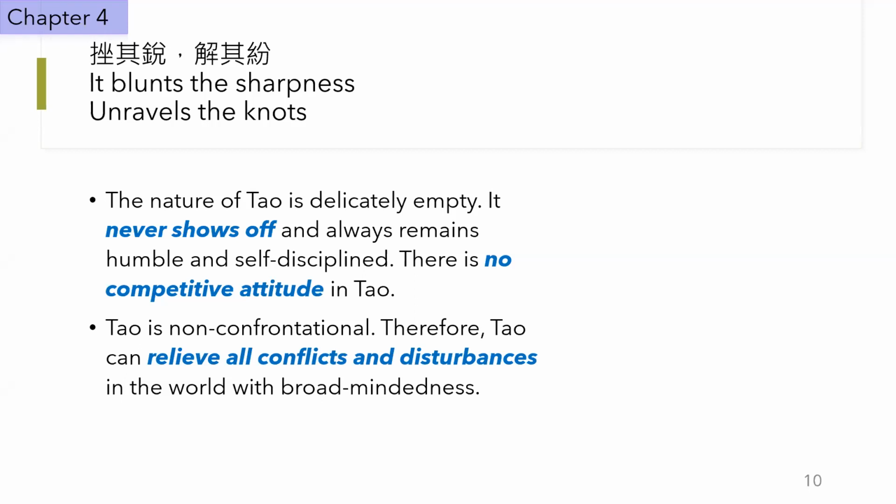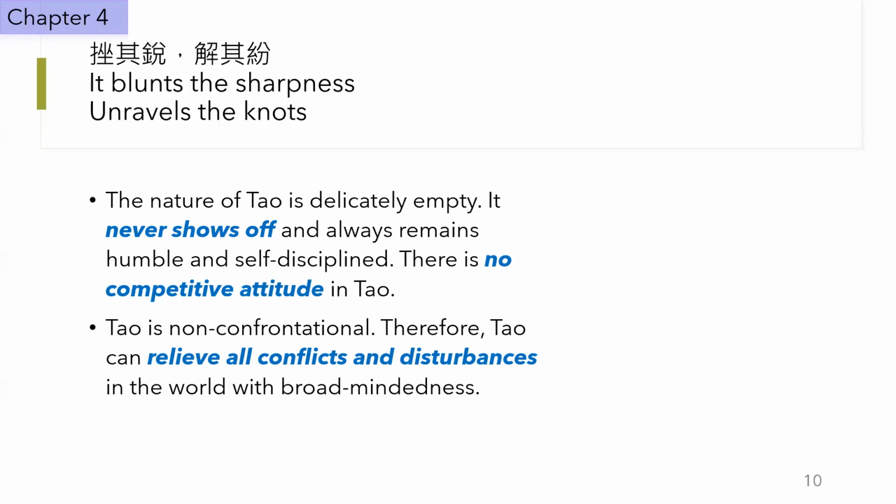And 解其分, Tao is non-confrontational. Therefore, Tao can relieve all conflicts and disturbances in the world with broad-mindedness. Here, 解其分 seems to solve problems in the world, but actually we should solve the problem in our internal world.